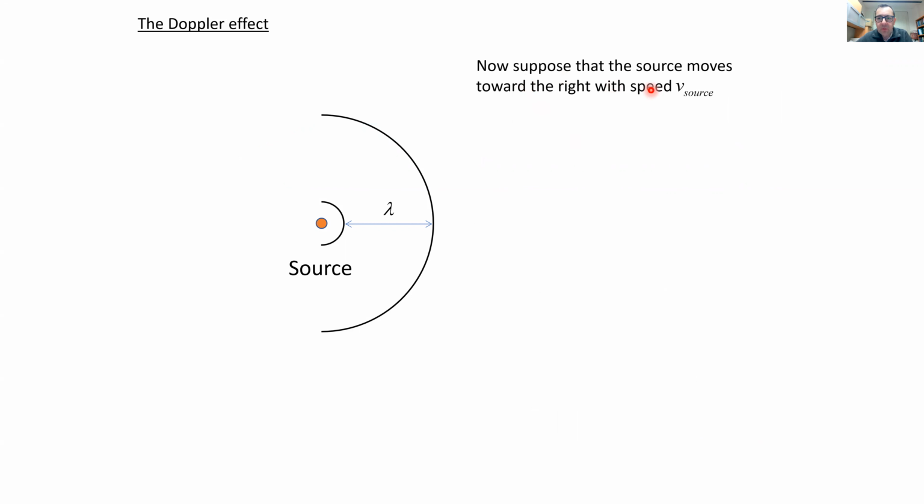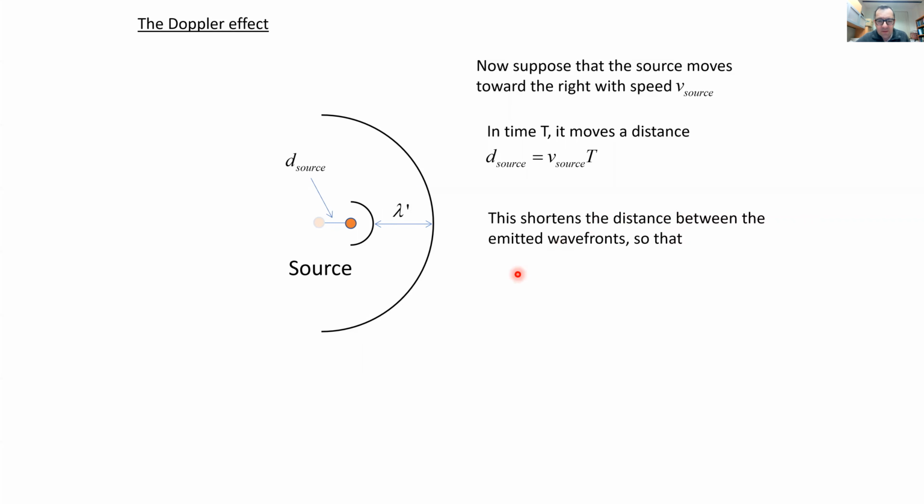Okay, now suppose that the source moves towards the right with a speed v source. So this orange dot is going to move to the right with a certain speed. And in time t, t meaning the period, it moves a distance, d source equals v source times the period. So that's this distance here. And the effect is that it shortens the distance between the emitted wavefronts, right? Because it emits one, and as that one starts to move out, the source moves to the right before it emits another one.